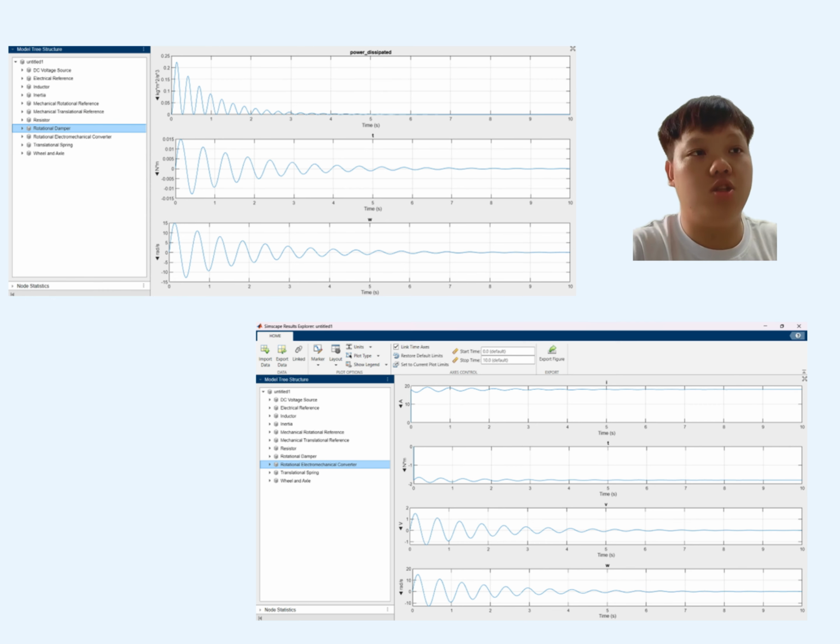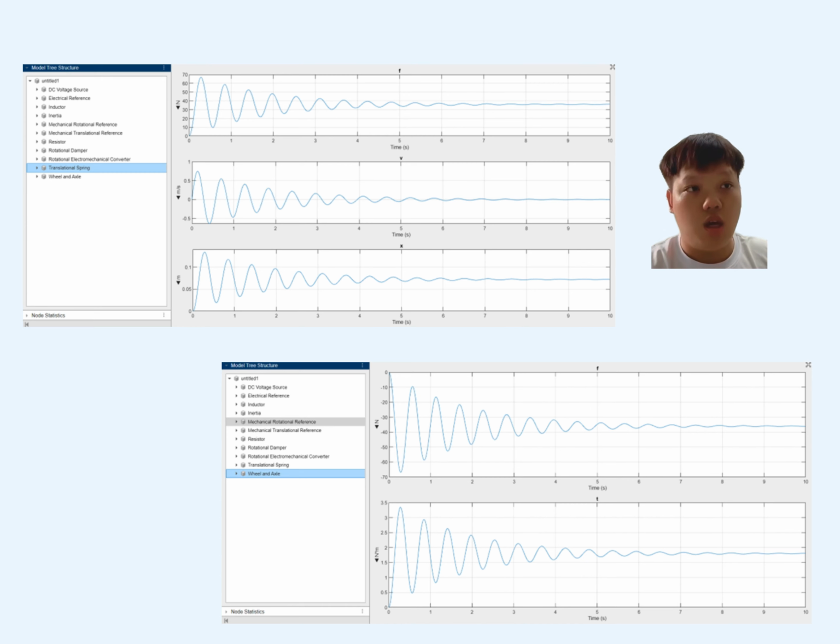Next is the rotational damper. For the first graph, power dissipated, we can see that the damper goes to 0, and all the graphs show the damper becoming a direct signal. Then the next is the rotational electromechanical converter. It also shows the damper, then after that it becomes a direct signal. For the last two graphs, they show the translational spring and the wheel and the X. The graph also shows the damping, and lastly it becomes a direct signal only.